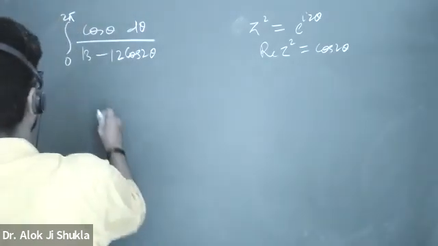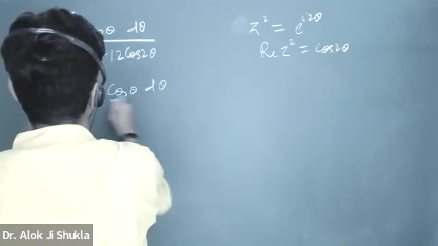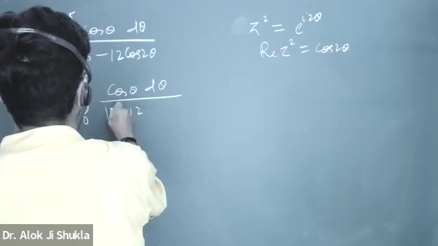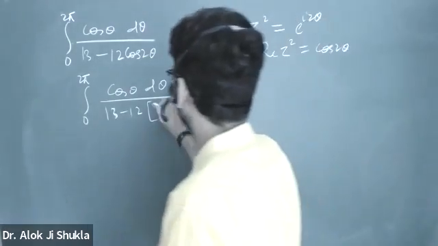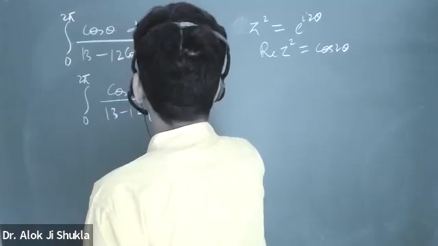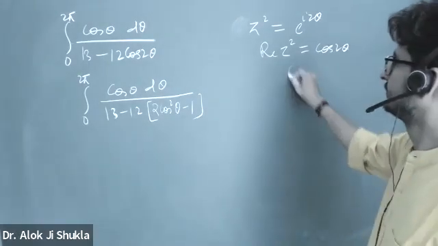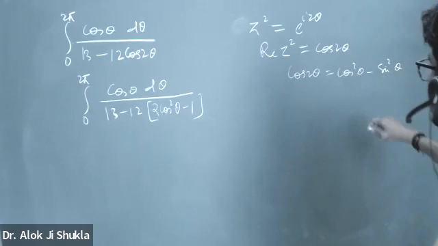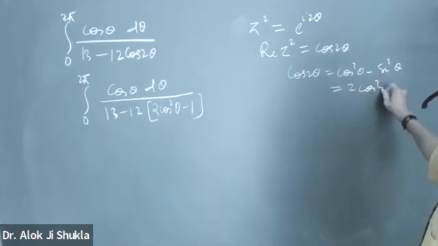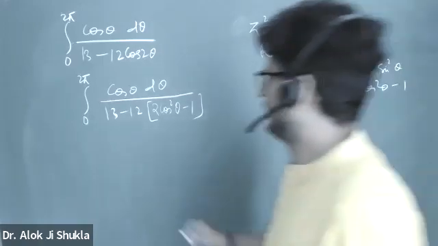So we have to manage it very intelligently. So you write it as integral 0 to 2 pi cos theta d theta upon 13 minus 12. What is cos 2 theta? 2 cos square theta minus 1. Yes or no? Yes sir. भाई cos 2 theta है ना, which is cos square theta minus sin square theta, and this is again 1 minus cos square theta, so it will become 2 cos square theta minus 1. Okay.